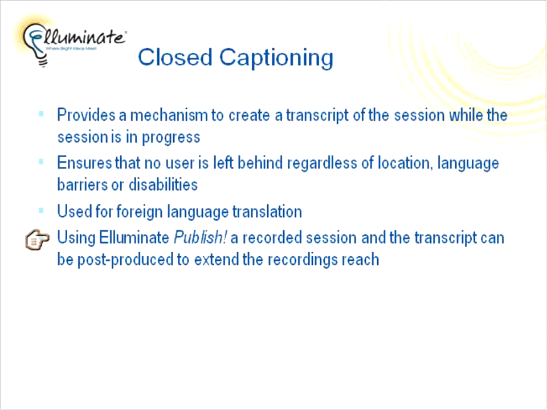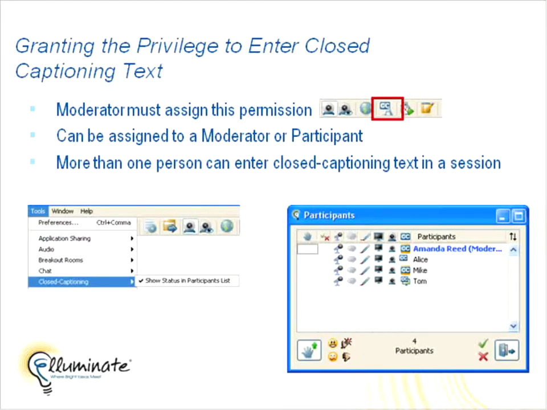I also can use Elluminate Publish to take a recorded Elluminate session, take that closed captioning transcript, and post-produce it to really extend the reach of my recordings. Pretty neat. Google Video is a great place to go and look to see some of our recordings with closed captioning text.